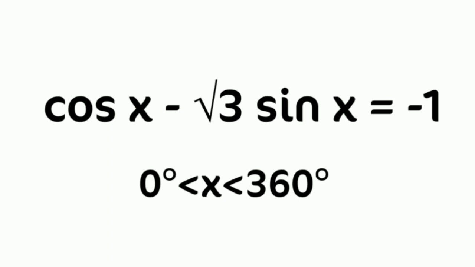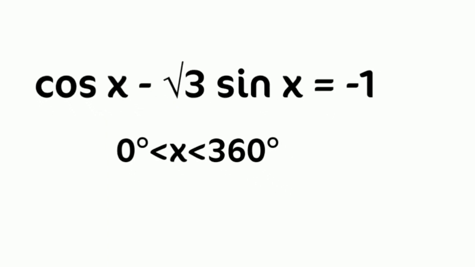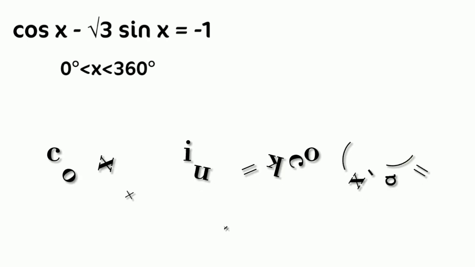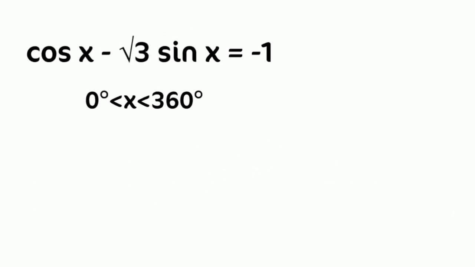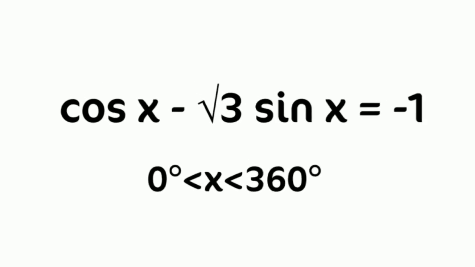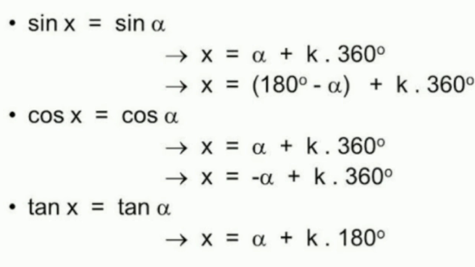If you look at the equation, we can identify that it has the same form as this one. Therefore, we will be using that formula plus the basic trigonometry formulas we have learned before. Firstly, we will need to look for its k. We have the formula here.